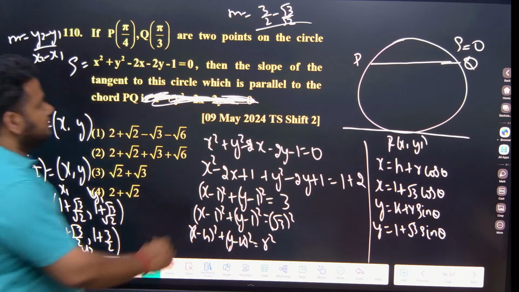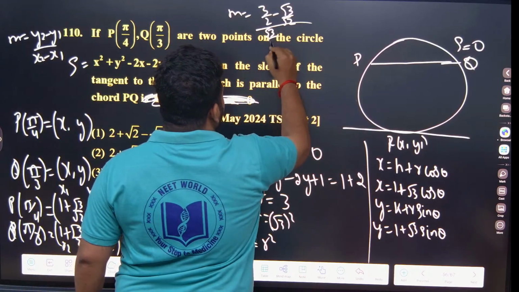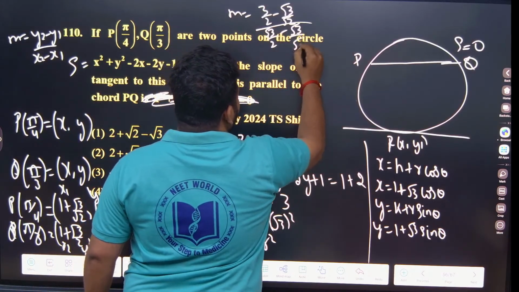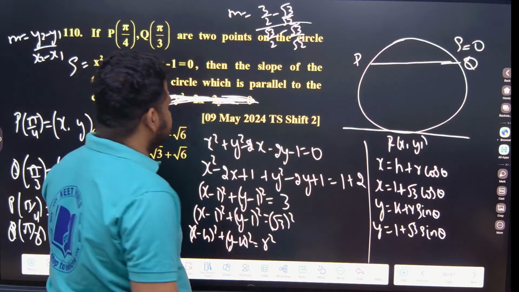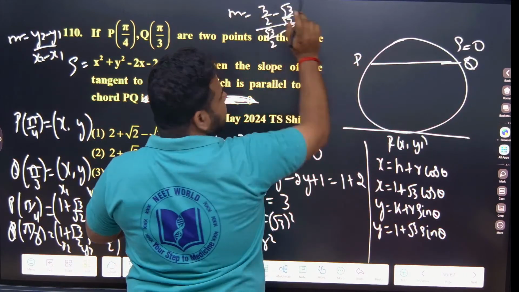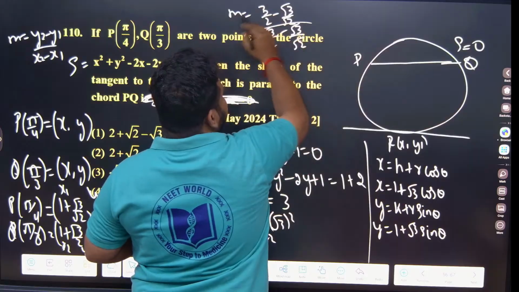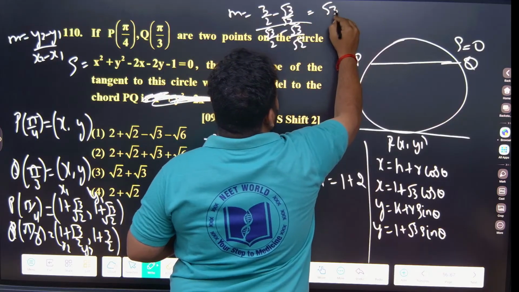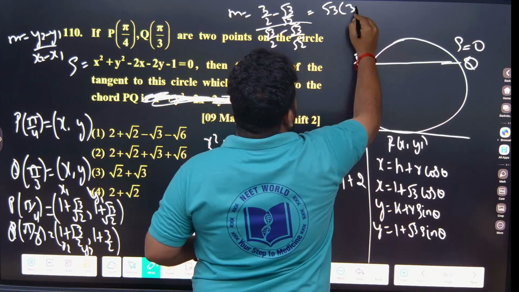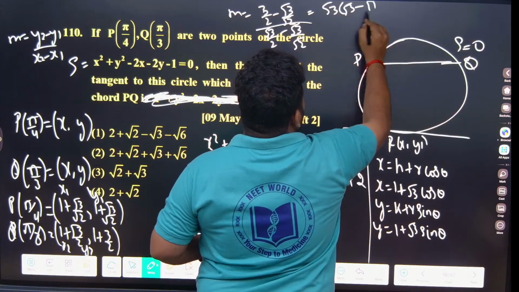This is what I am having: root 3 by 2 minus root 3 by root 2. Now see here, this root 3 I can write as root 3 into root 3. So root 3 I can take outside. So this will become root 3 into (3 root 3 minus 1) by what is this?